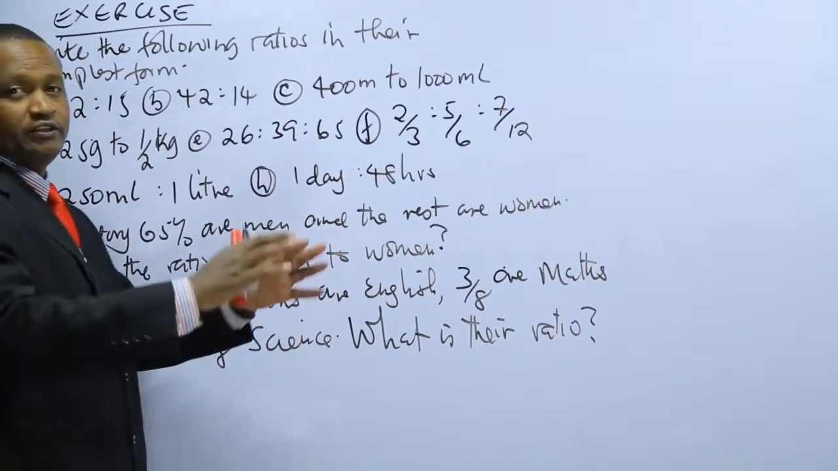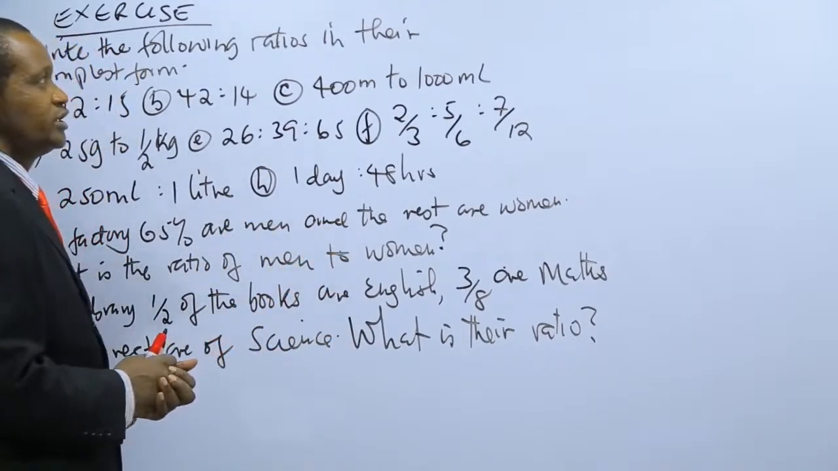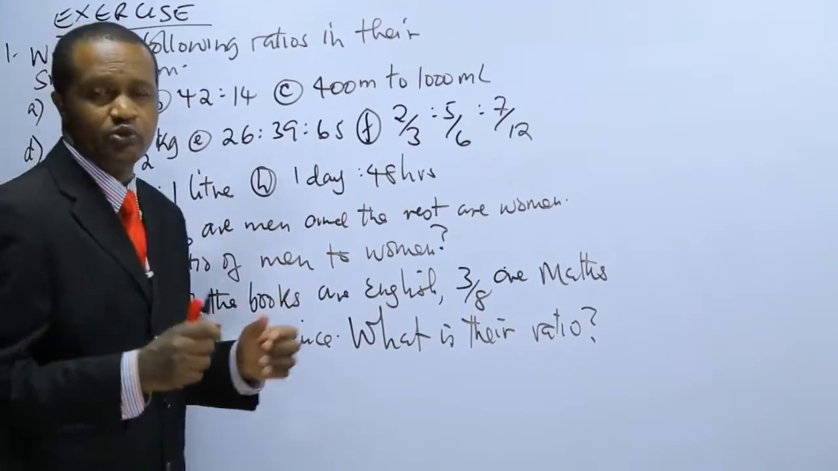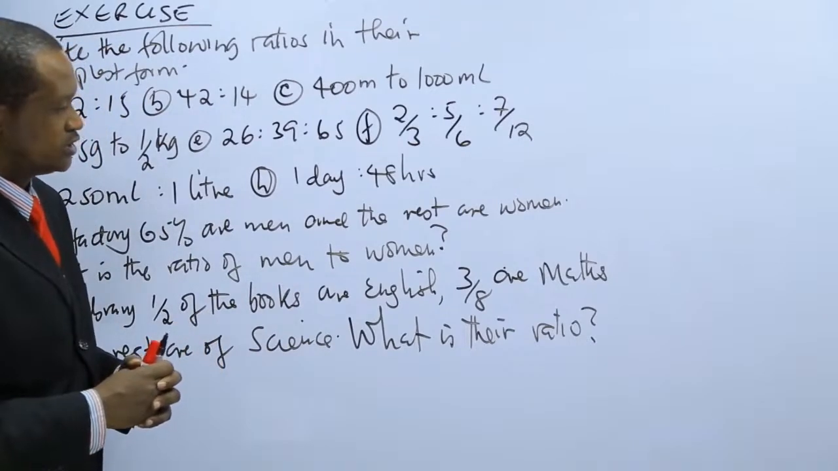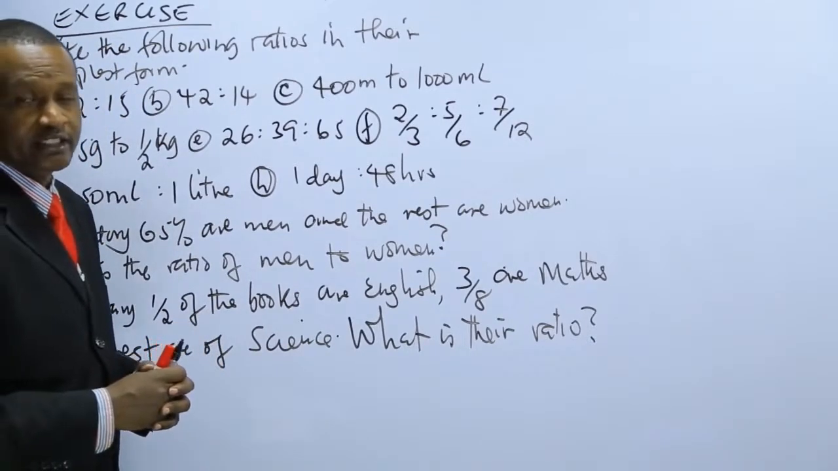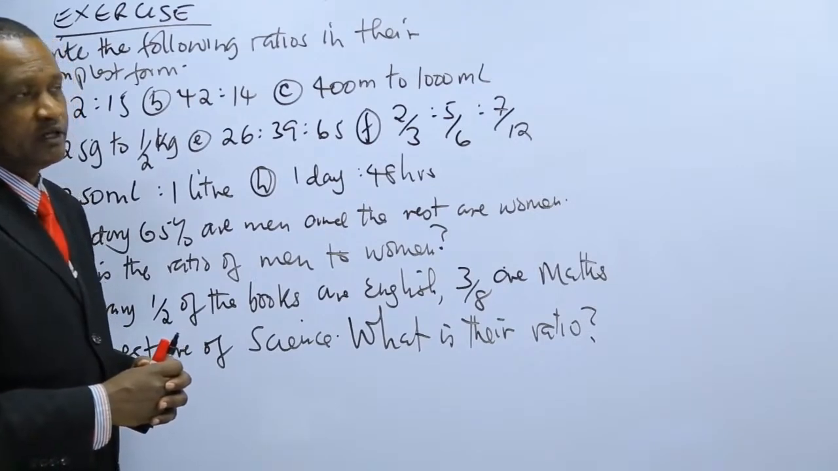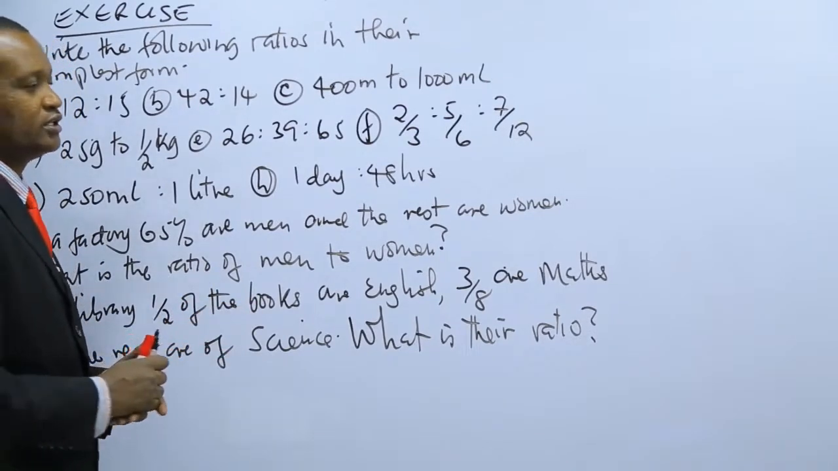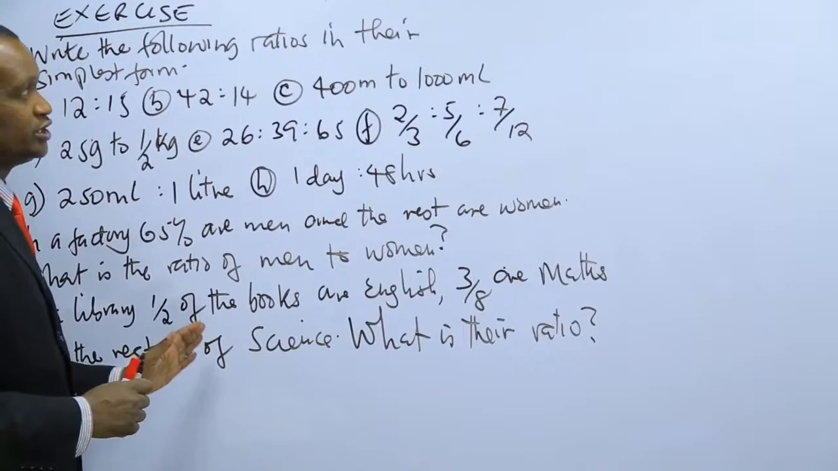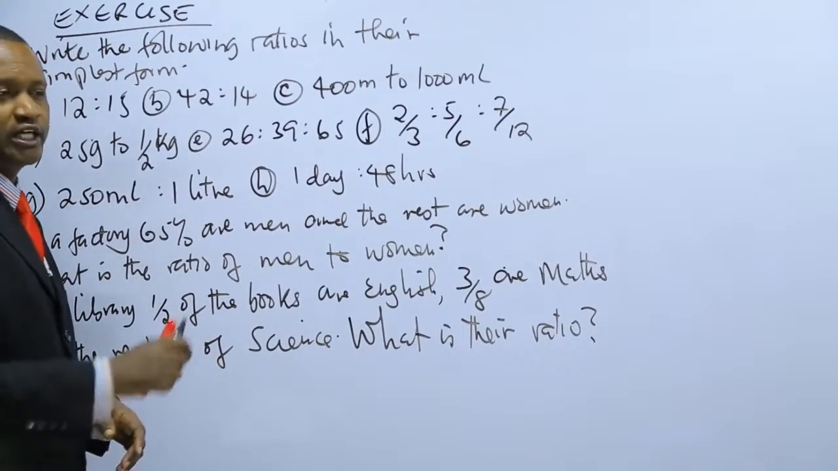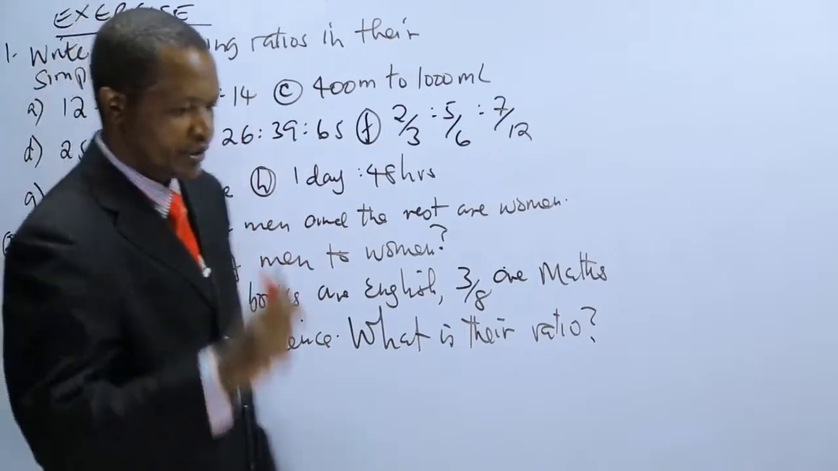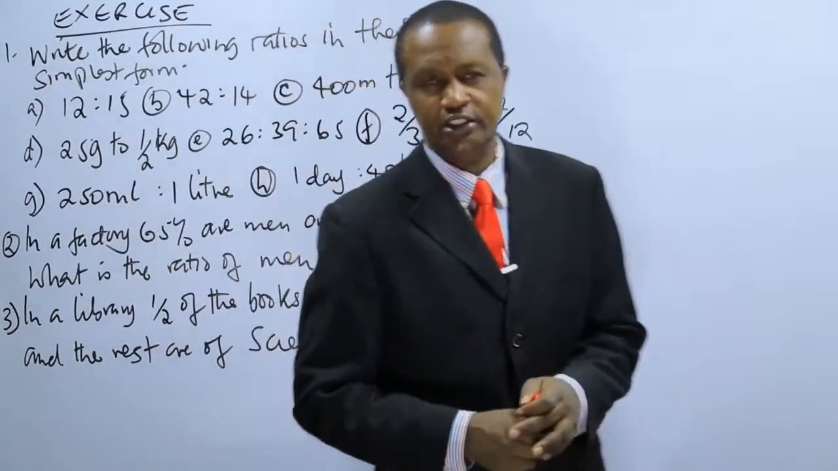Remember again the definition of ratio. We said it is a relationship between two or more quantities that helps us understand how big the quantities are from each other. Ratios are used to compare quantities.